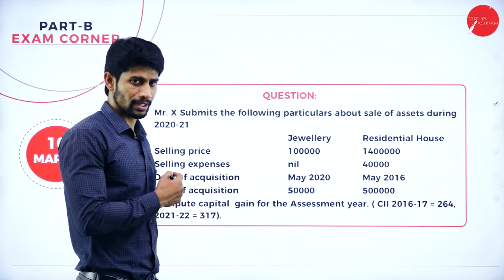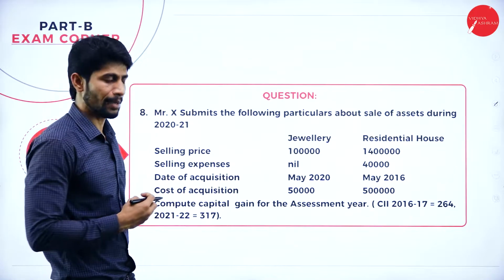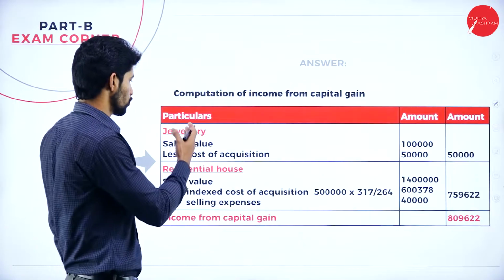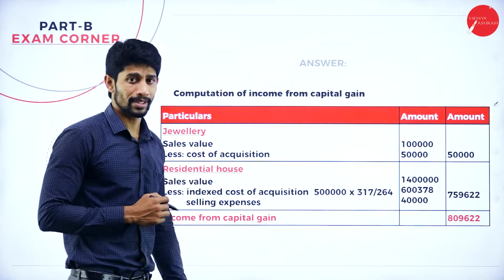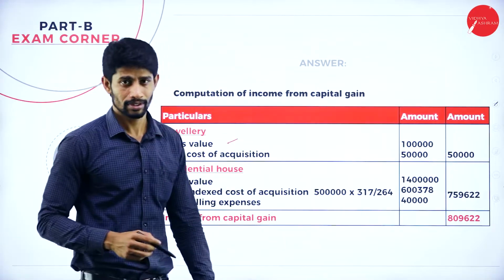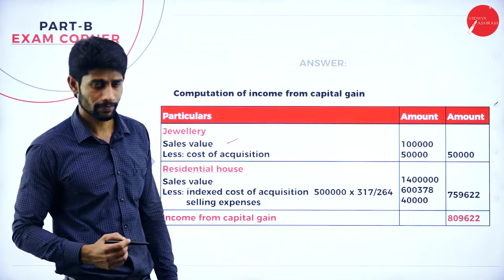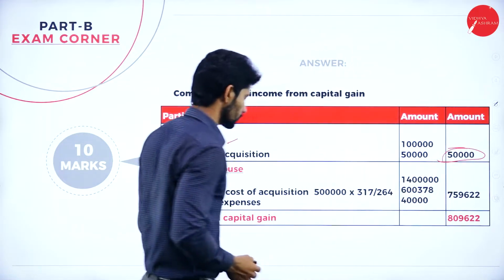So by using this information, you are supposed to find out the income from capital gain. Jewelry is given, and a residential house. Jewelry is a short-term asset, so you will be deducting the cost of acquisition from the sales value. You will get the balance of rupees 50,000.